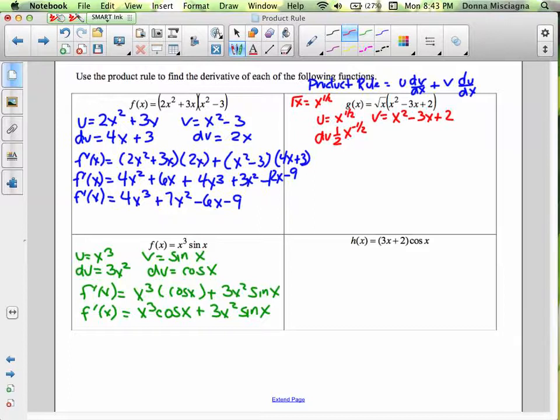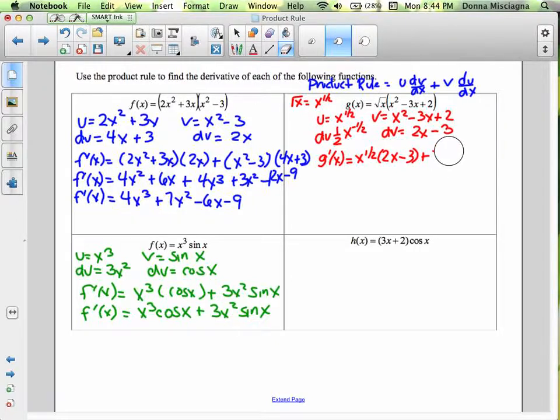And then the derivative of x squared minus 3x plus 2 is going to be 2x minus 3. All right? So the derivative g prime of x is going to be the first, so x to the 1/2, times the derivative of the second, so 2x minus 3, plus the second, which is x to the negative 1/2, times the derivative of the first. I got the right terms, I just decided to put them in a different order.